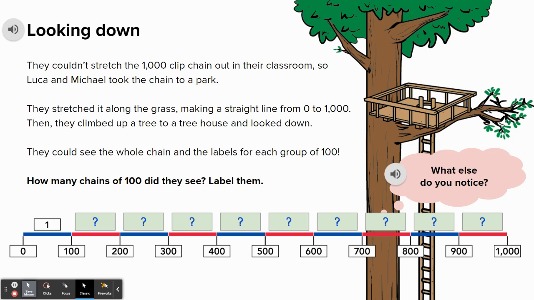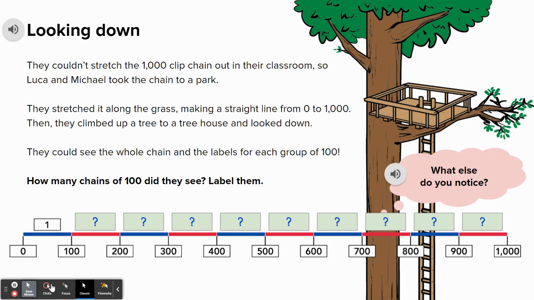So Luca and Michael took the chain to a park. They stretched it out along the grass, making a straight line from 0 to 1,000. Then they climbed up a tree to a treehouse and looked down. They could see the whole chain and the labels for each group of 100. So you can see there that on the index cards, they filled in counting by 100s until they reached 1,000. But now they are also labeling how many groups of 100.